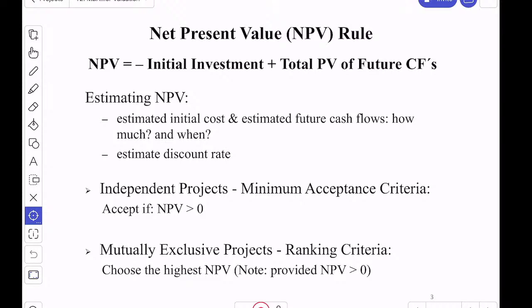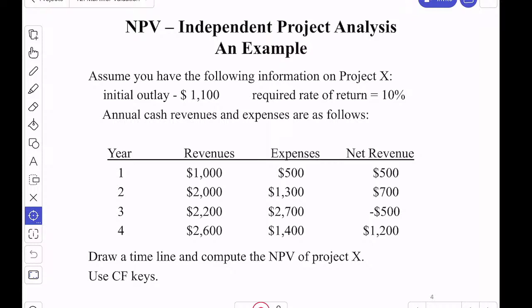So let's remember how to do this. Here's the first example. Assume you have the following information on project X. For this unit on different evaluation techniques, I'm going to give you the cash flows. In the next module, we're going to talk about how you actually create or estimate these cash flows themselves. Okay, but for now, I'm just going to give them to you. So here we have the estimates of revenues and expenses. So I can calculate net revenues here.